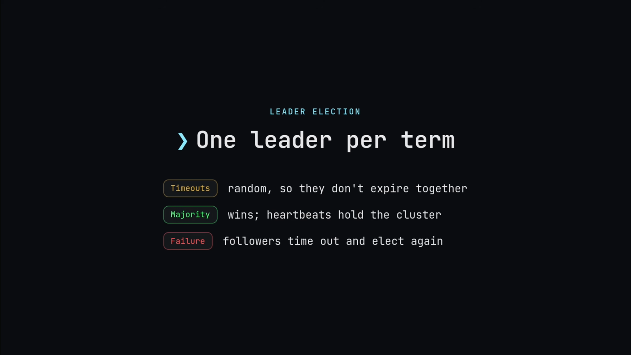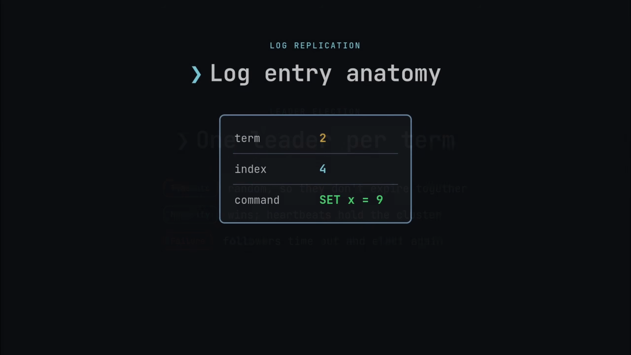So that's leader election in Raft. Timeouts are random, so they don't usually expire together. Majority wins and the heartbeats hold the cluster. If the leader fails, followers time out and elect again. And as I said, at most one leader in a given term. Next, we'll move to log replication, which is the second subproblem. A log entry has three fields.